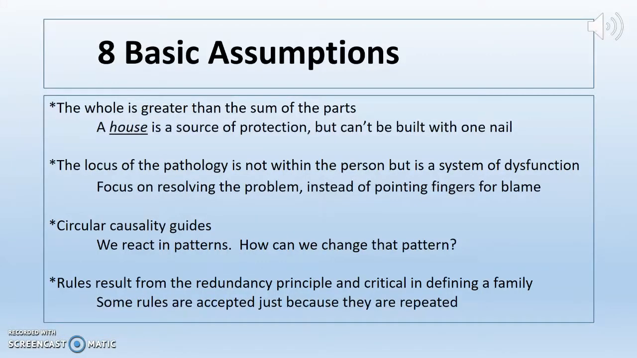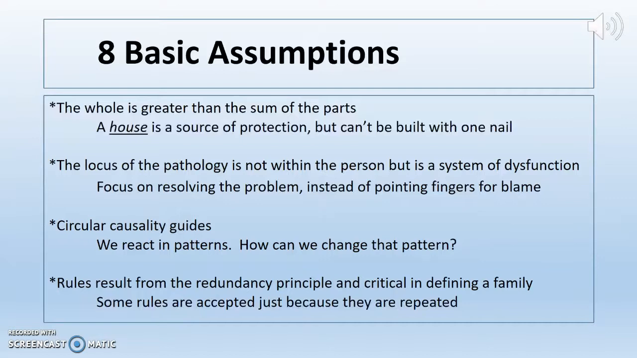The first assumption is the idea that the whole is greater than the sum of the parts. The second basically states that the problem does not necessarily lie within one single person, but is a system of dysfunction. When we see it this way, we can stop pointing fingers at one particular person and what they did and focus on how to resolve the problem. The third is that circular causality causes behavior. This means that we tend to repeat the same behavior in patterns that are comfortable to us. Family systems theory helps members to change the pattern of behavior that causes dysfunction.